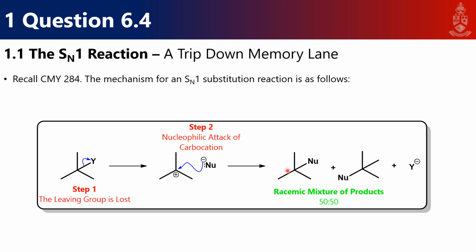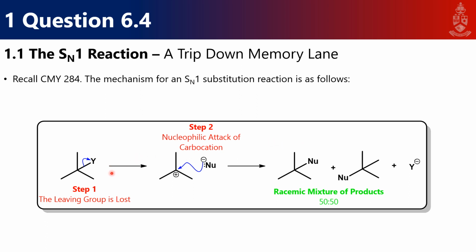In this case, the nucleophile is the stronger nucleophile. This one is stronger than the Y minus nucleophile. And then you form some racemic mixture of products with Y as a product as well. So, okay.